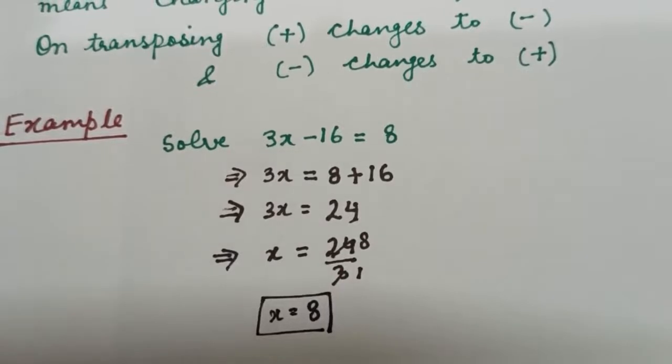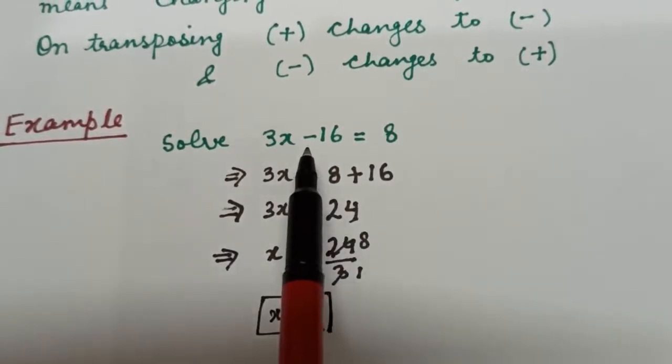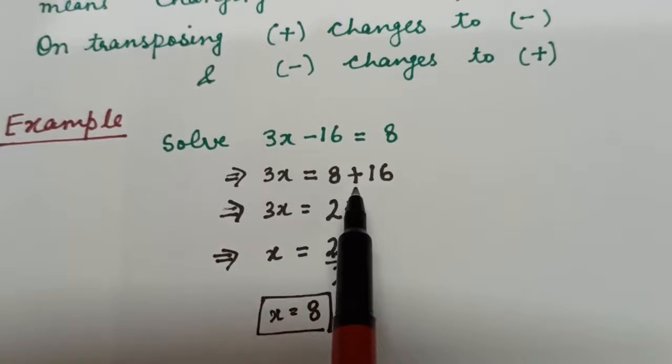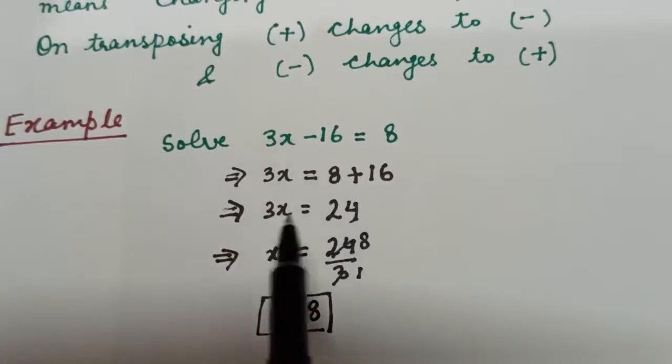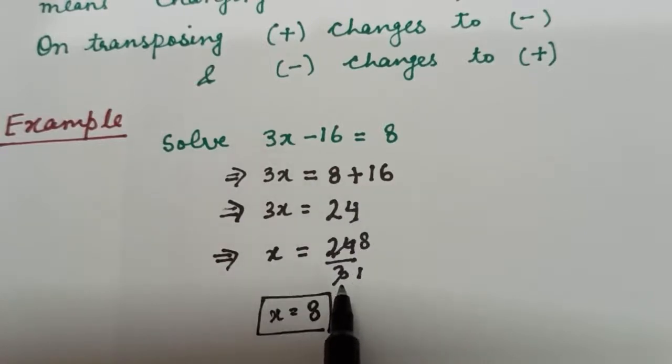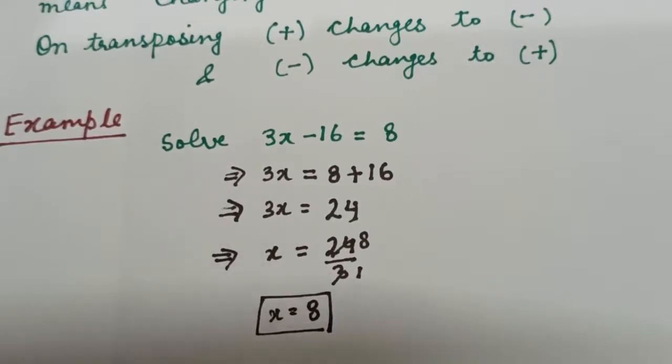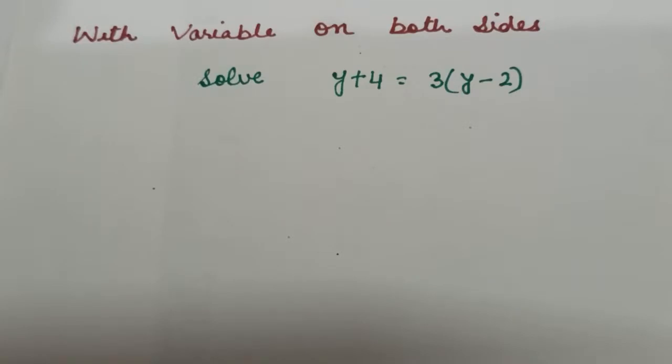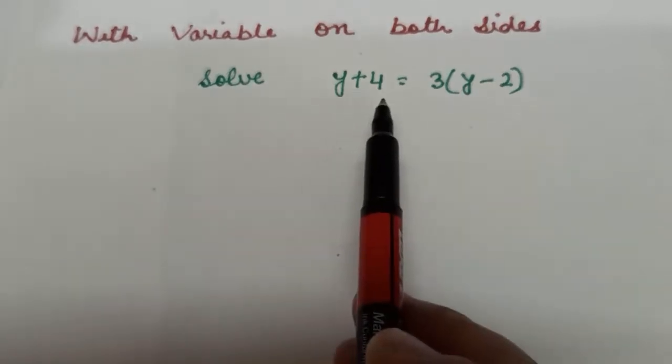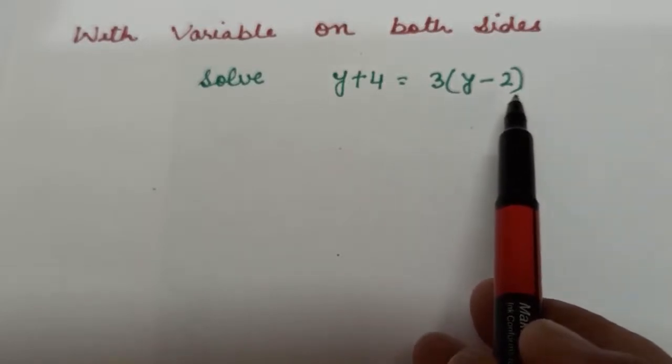I hope you have understood here. Here minus sign has changed to plus sign. Multiplication has changed to division. Alright. Now let us take one more example. Now let us take example with variable on both sides. Solve y plus 4 is equal to 3 into y minus 2.